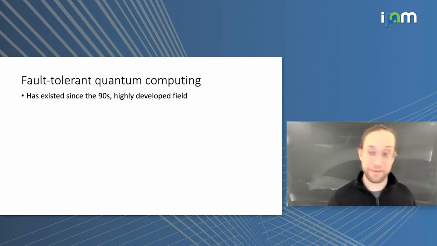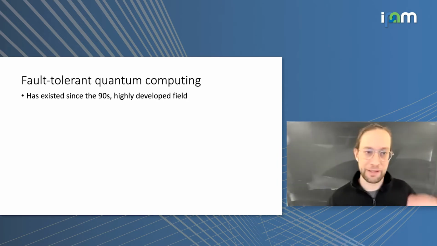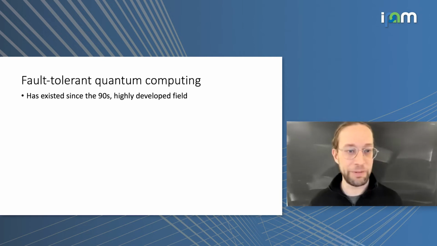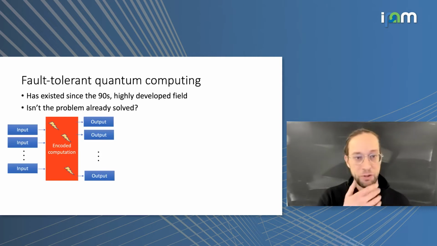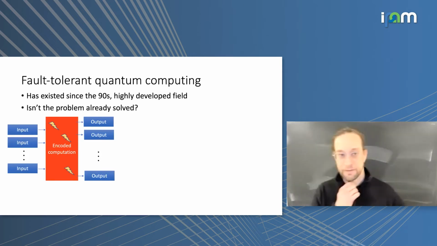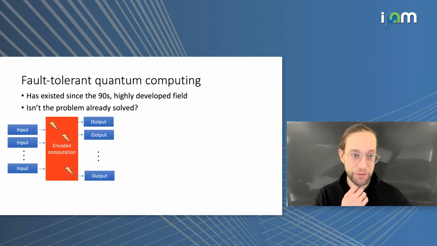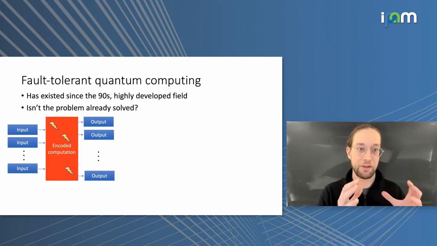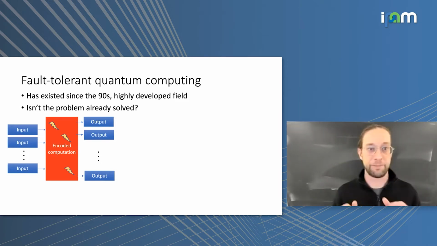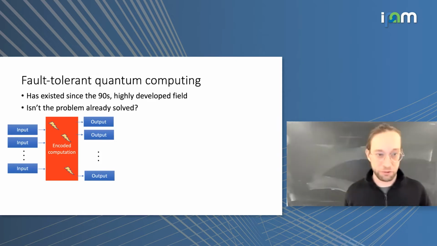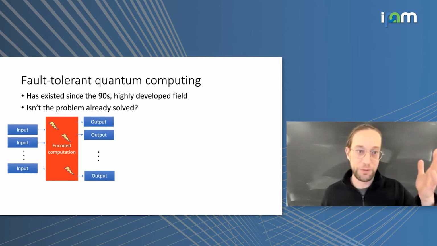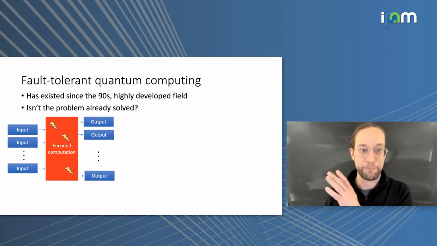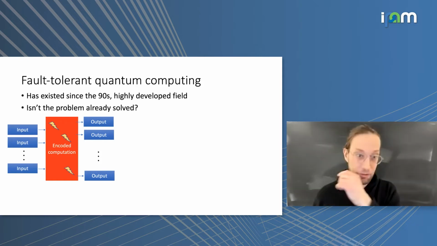Now, you might say, well, fault-tolerant encoding has existed since the 90s. It's a highly developed field. Surely this problem must be solved. And so let's review what fault-tolerant quantum computing does. It considers a computation, but a quantum computation is actually viewed as the quantum computation of a classical functionality. So you have a classical input. Think of Shor's algorithm. You have a classical input, say a large number, and you want to output a prime factor of it. So classical input, classical output.